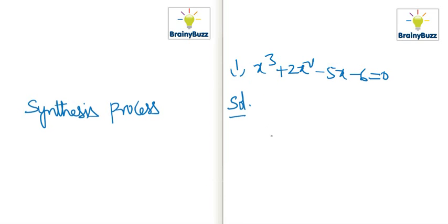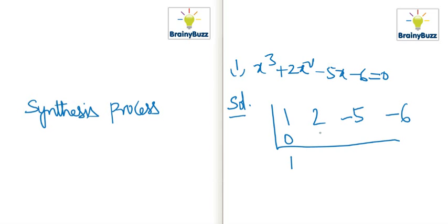First of all, use the coefficients. Here x cube coefficient 1, and 2x square, minus 5x, and constant term minus 6. If there is no x square term, you should put 0 instead of the term. You have to put 0 here. So 1 plus 0, 1. Then 1 into 2?